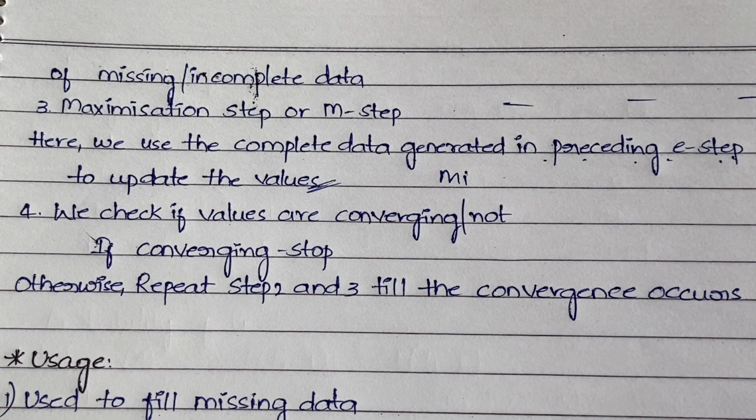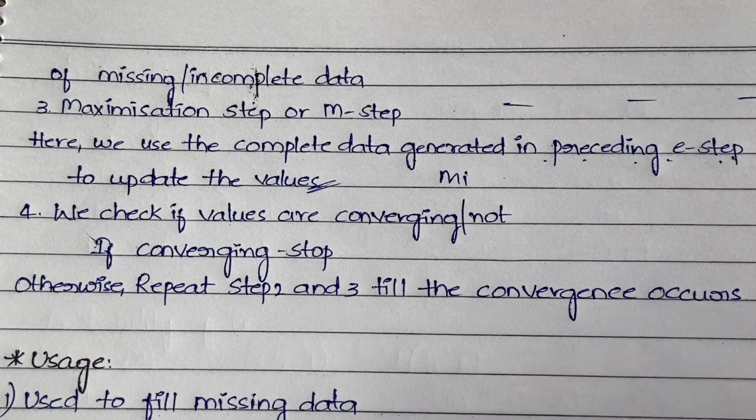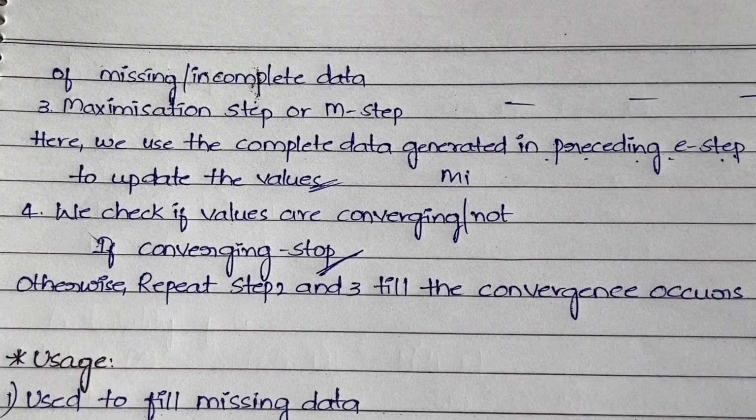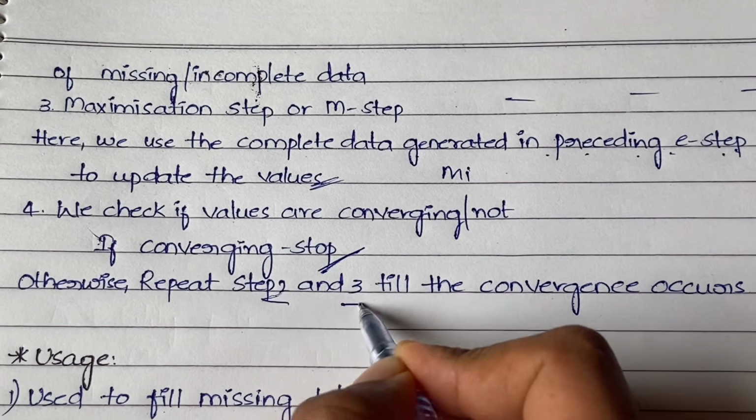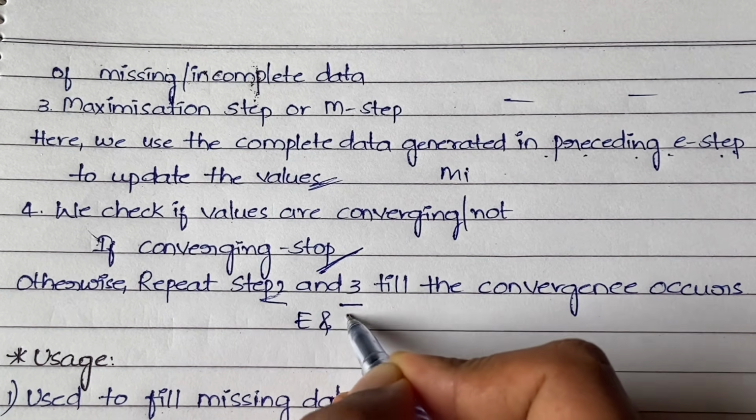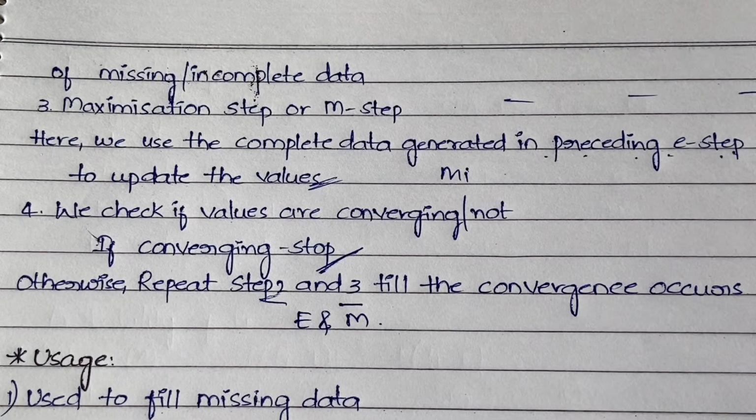So like that you will be doing all the updates in the maximization step. Okay, and in the fourth step, you will be checking if the values are converging or not. If you find the values are converging, then you can stop the process. If you don't find that the values are converging, then you need to repeat step 2 and step 3 again. That is, you need to repeat expectation and maximization again and again until the values are converging.